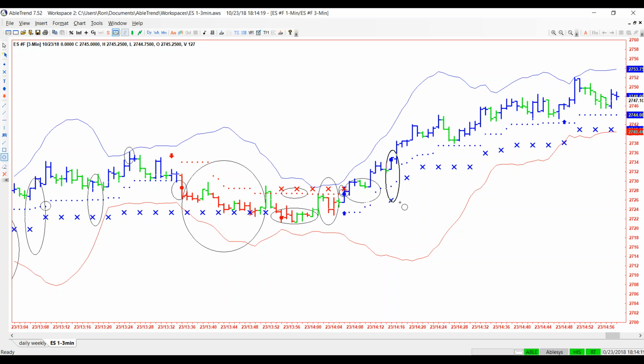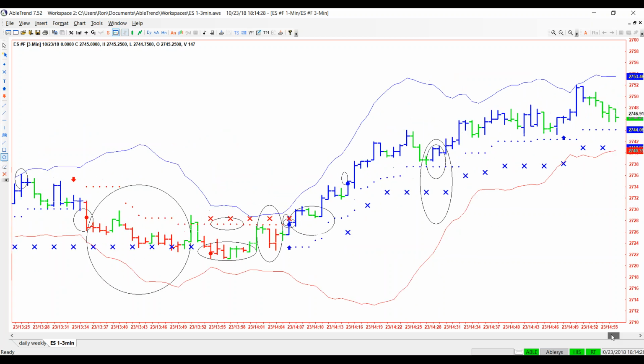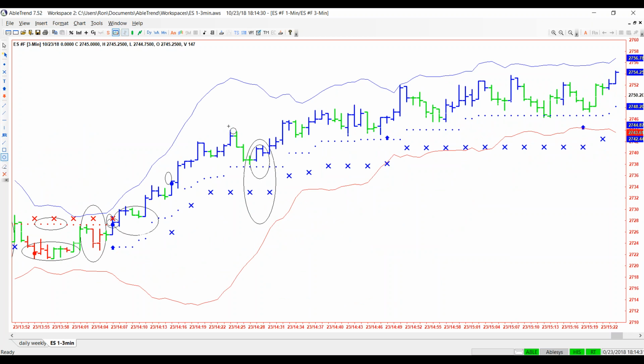Okay, you've got a triple confirm. Well, you know what? I'm sorry, we don't. That's just too far. Here's where we're into that trade, right there. The prices pull back down. Again, this is another textbook Able Trend sweet spot. The prices pull back down.